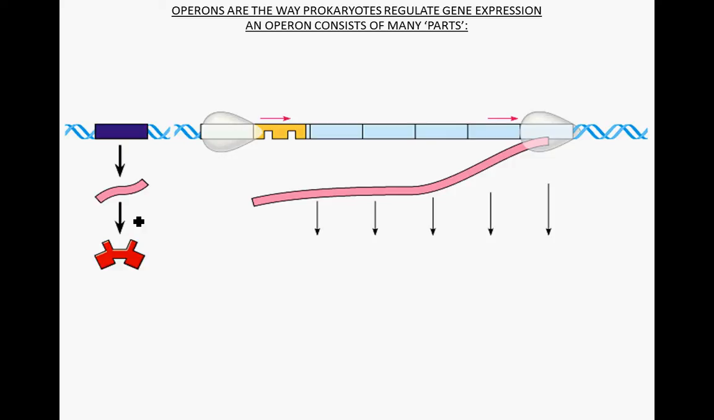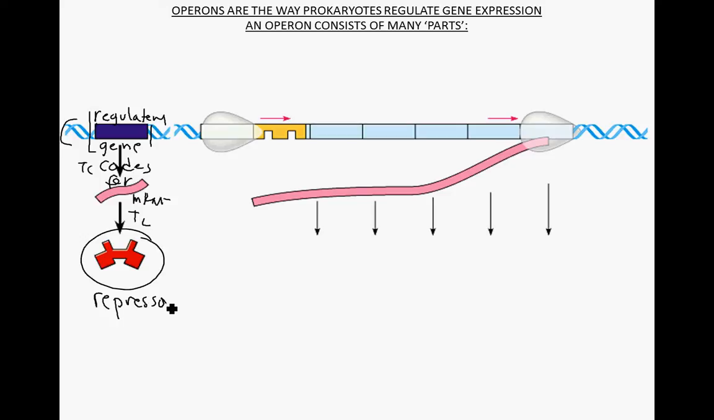So first I want to identify, here's a DNA sequence. This is a region of the genome of a prokaryote. This part right here is the regulatory gene. So this would be a regulatory gene, a sequence of DNA. This regulatory gene then codes for an mRNA molecule, which then when it is translated, so here it's transcribed and translated, gets us a repressor protein.